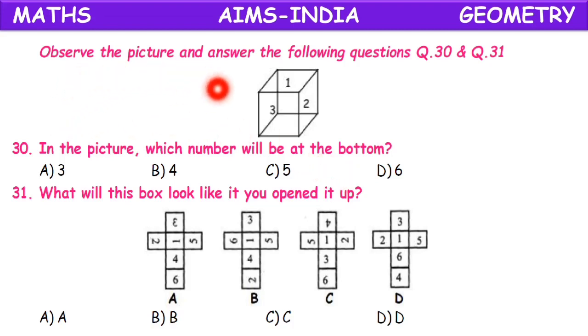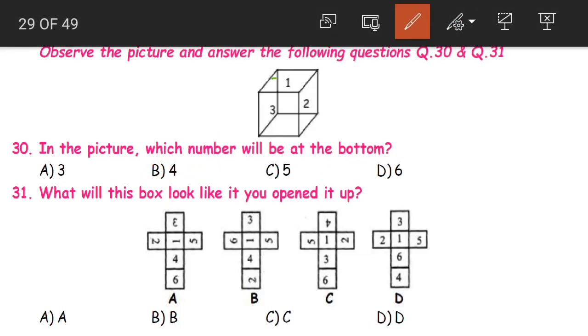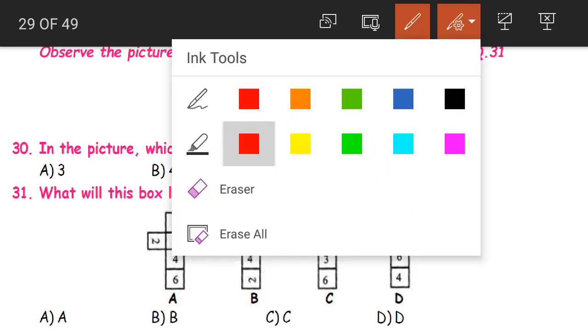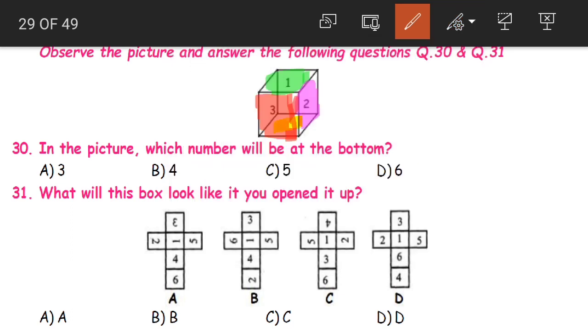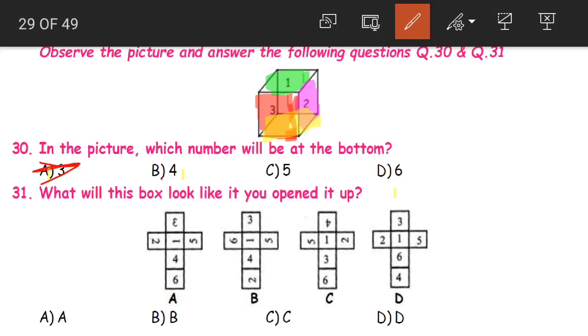Question 30. Observe the picture given and answer questions 30 and 31. Now in the picture, which number will be at the bottom? Here, see, this is a cube. The face at the top is 1, at the side is 2, at the front is 3. Understood, children? 1, 2, 3. Okay. Now at the bottom, which number can we find? Will we find 3, 4, 5 or 6? Now 3 is already given, so we can eliminate 3. So 3 cannot be our answer. Now will it be 4, 5 or 6?